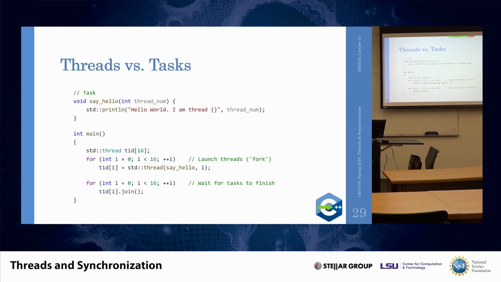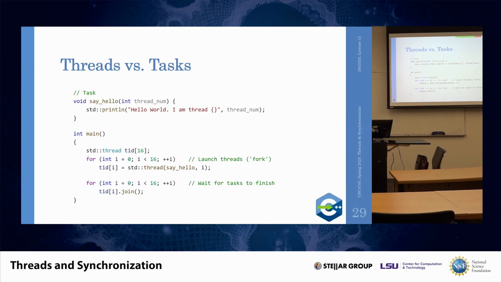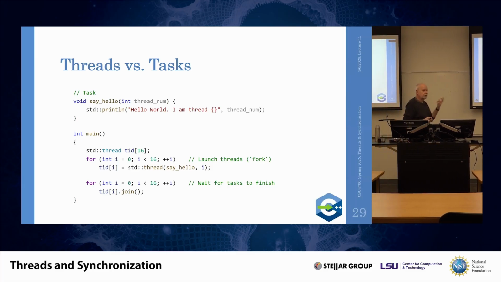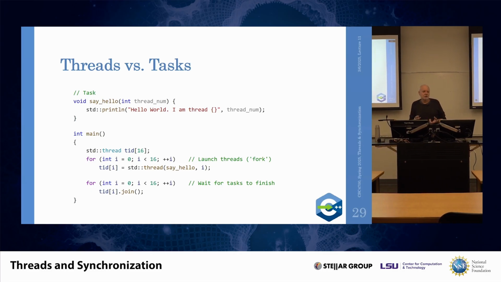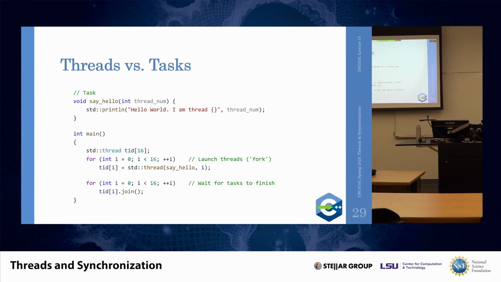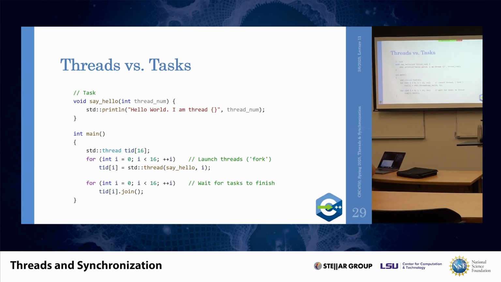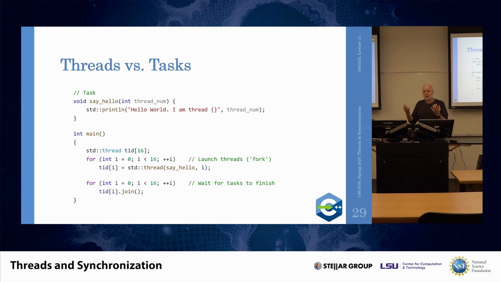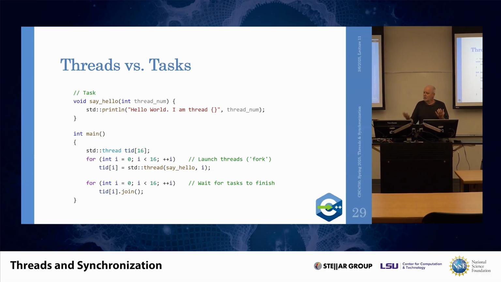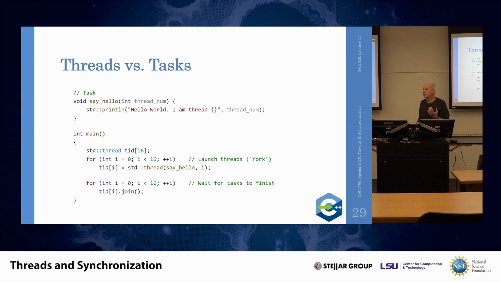I'm showing this code just to highlight the difference between a thread and what we can think of as a task. A task is really some functional unit of work we want to perform, whereas a thread is the underlying mechanism that helps us run that functional unit of work.